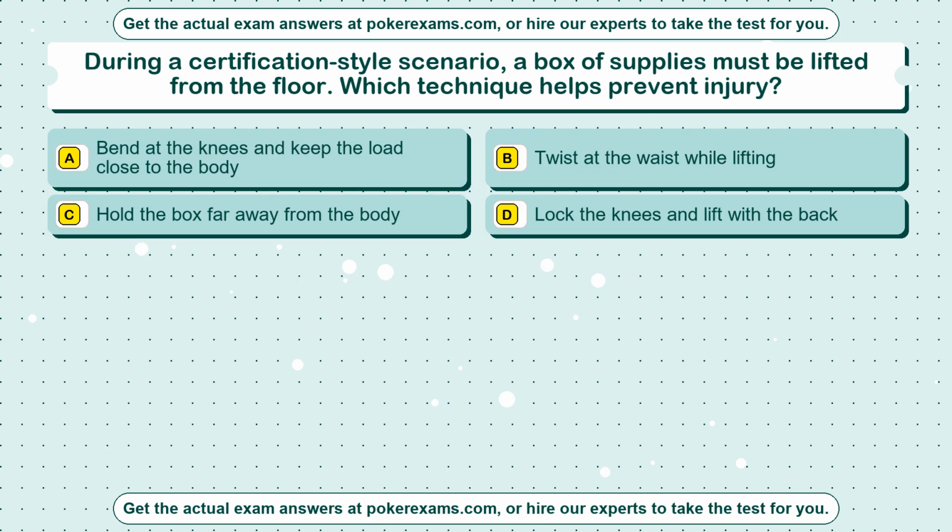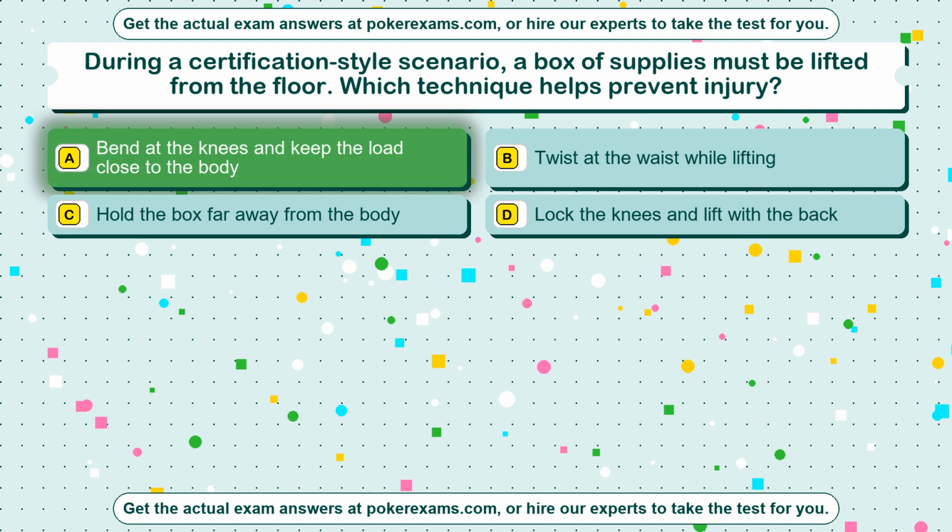Question 35. During a certification-style scenario, a box of supplies must be lifted from the floor. Which technique helps prevent injury? Option A, bend at the knees and keep the load close to the body. Option B, twist at the waist while lifting. Option C, hold the box far away from the body. Option D, lock the knees and lift with the back.